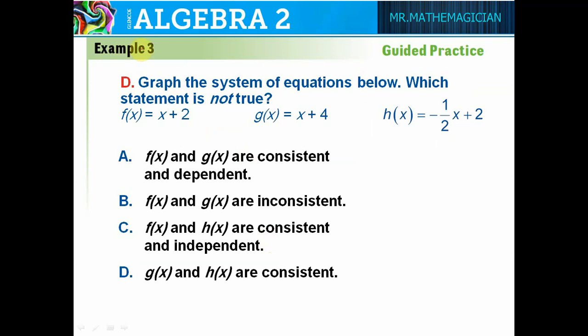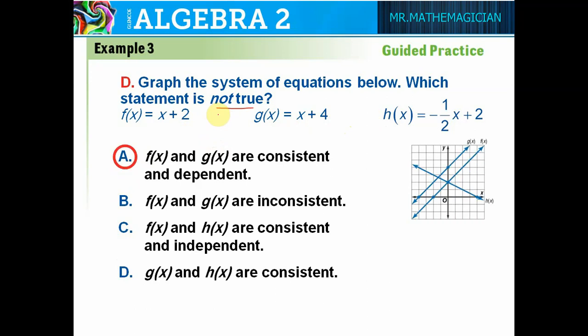Now, example 3, question D. Also, this is your turn to solve. Pause the video and try to choose the accurate answer. Graph the system of equations below. Which statement is not true? It means we have 3 true statements and one of them is not true. So graph, and after you graph, you will find out which statement is not true, and the solution will be A.